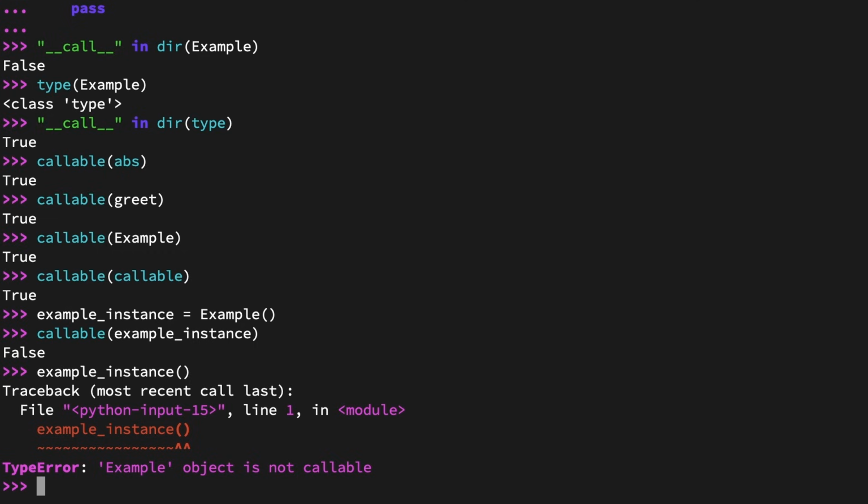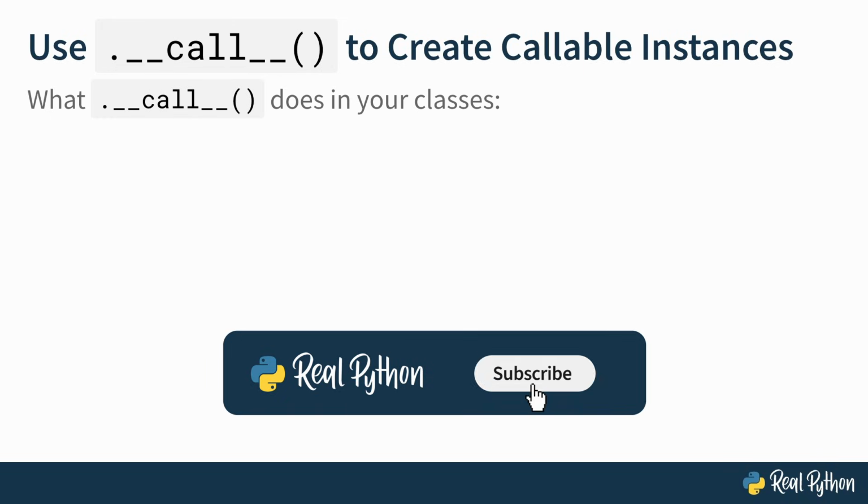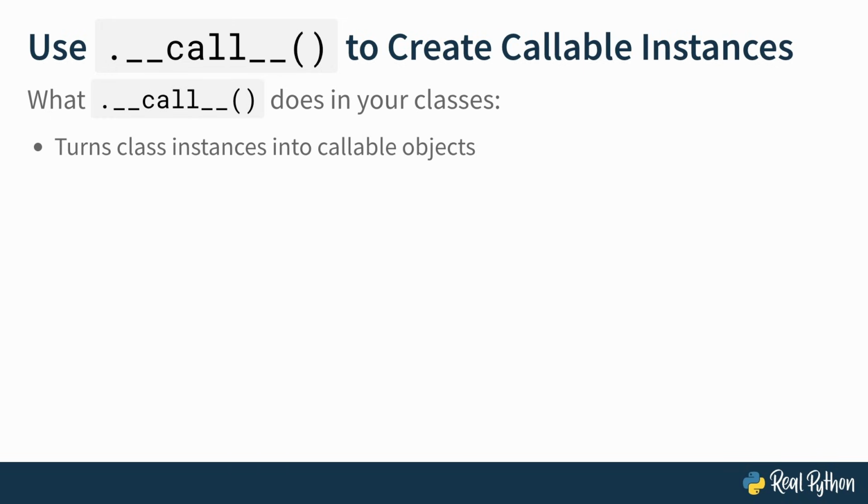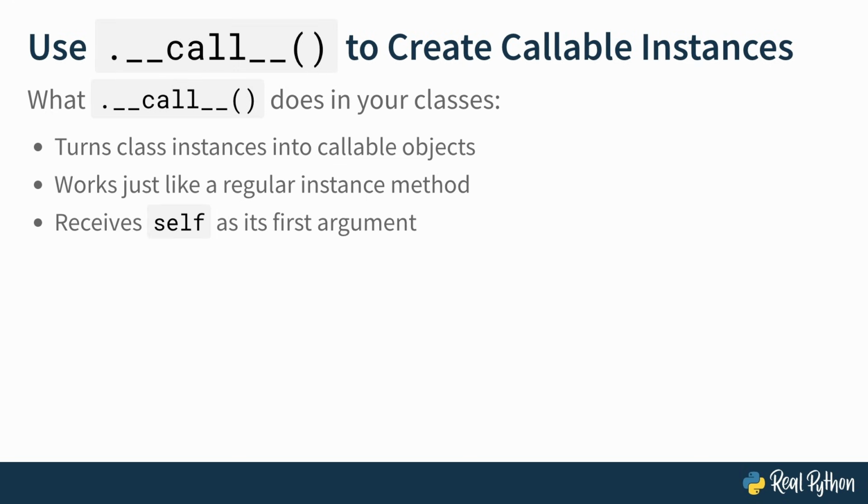All right, now you've got a solid foundation of how Python handles callables. Next lesson, you'll build upon that foundation by writing concrete examples that use callable instances in practice. Before jumping back into examples, let's quickly review what dunder call does in your classes. It turns class instances into callable objects, meaning you can use them like functions, and works just like a regular instance method. So it's important to remember that it also receives self as its first argument, followed by accepting any extra arguments you define.